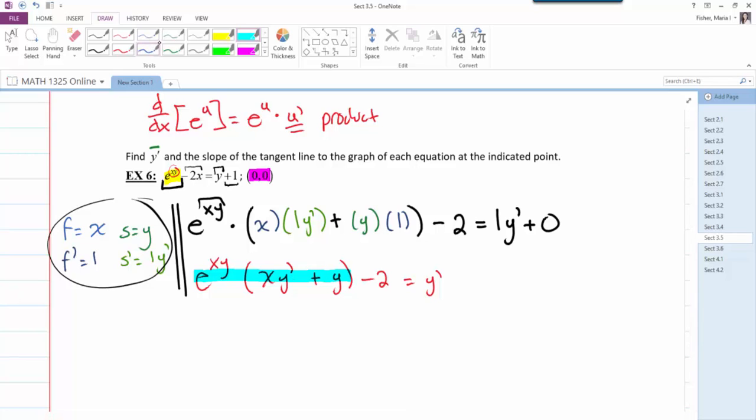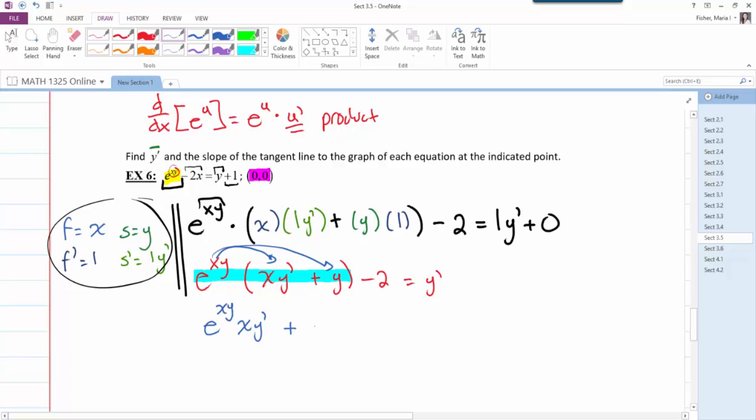So the first thing we actually need to do is distribute. And after we distribute, we can get all our y primes together. So let's start by distributing. So e raised to the xy times xy prime, when we multiply that in, it's just going to be e raised to the xy times xy prime. Plus e to the xy times y, when we multiply that, that's just going to be e to the xy times y. And still minus 2 equals y prime.